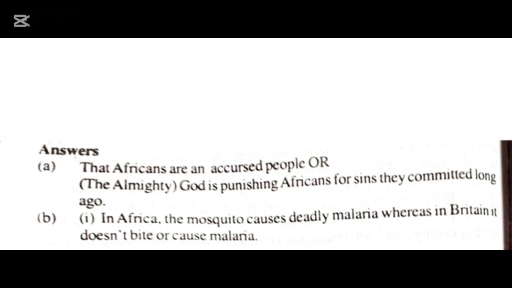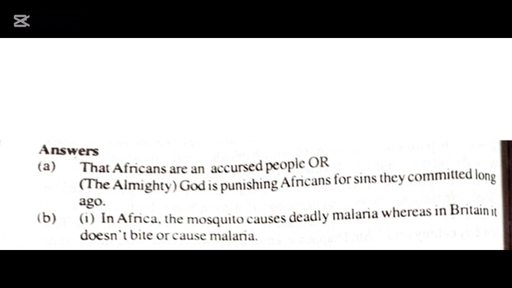A says, what point of view is a geography master fond of advancing? A, that Africans are an accursed people, or God is punishing Africans for sins they committed long ago. Or in Africa, the mosquito causes deadly malaria, whereas in Britain, it doesn't bite or cause malaria. Please take time to look at the answers so it will serve as a guide to you when you are attempting yours.